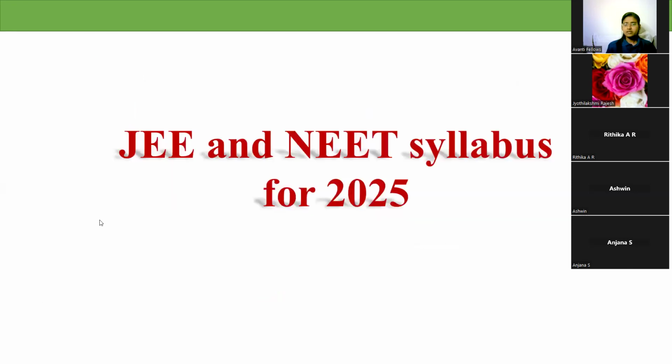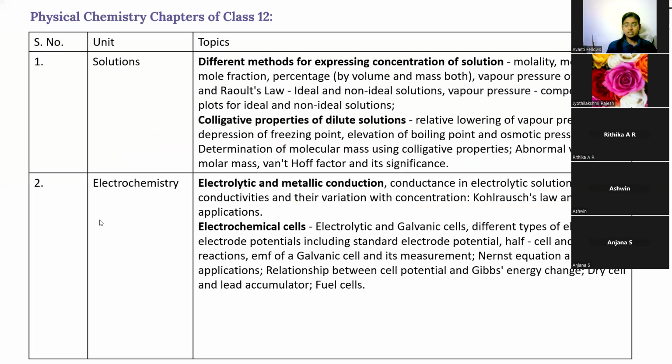Okay, so we'll go with the syllabus. We'll go with the JEE and NEET syllabus for your 2025 examination. Chemistry is classified into 3: physical chemistry, organic chemistry, and inorganic chemistry. You guys are now in your chemistry class. So it is classified into 3. Coming to the physical chemistry chapters of class 12.